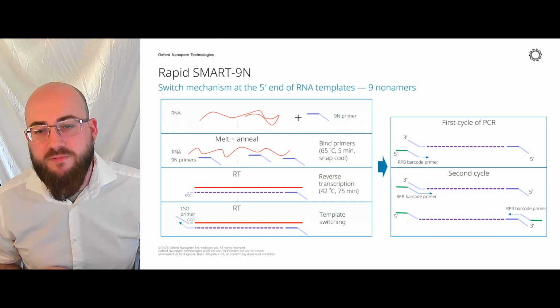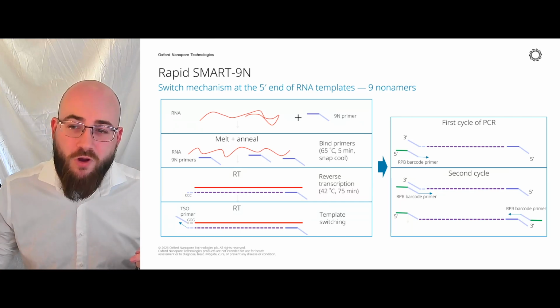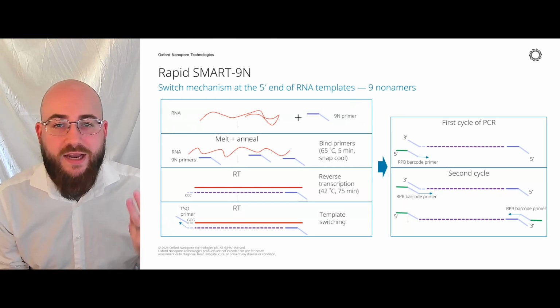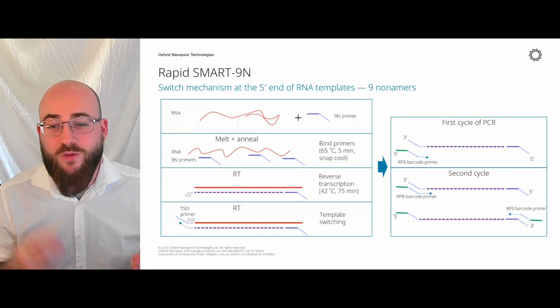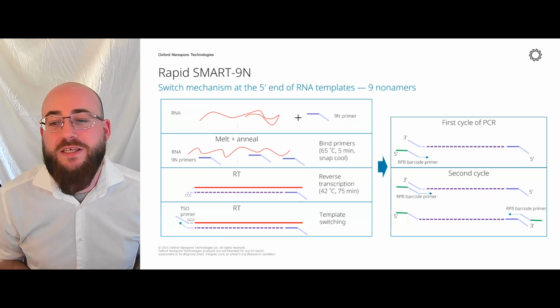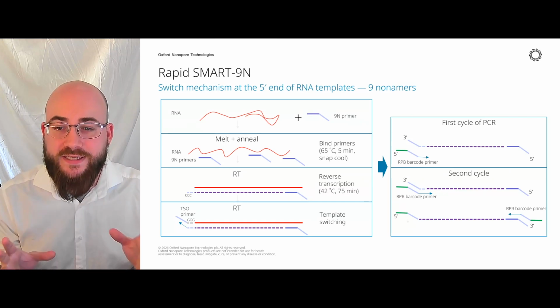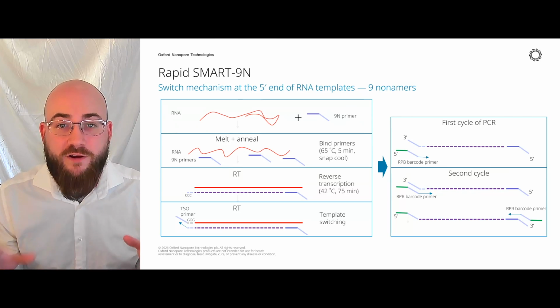We're going to use a Maxima H enzyme that's going to reverse transcribe RNA, working along from that 9N primer to the other end. At the other end, it's going to add 3 Cs, that's for template switching. A TSO primer comes in with 3 Gs, binds to the 3 Cs, and that switches the template around so that we can make that second strand of cDNA. And this enables us to do both single and double-stranded RNA viruses, right?